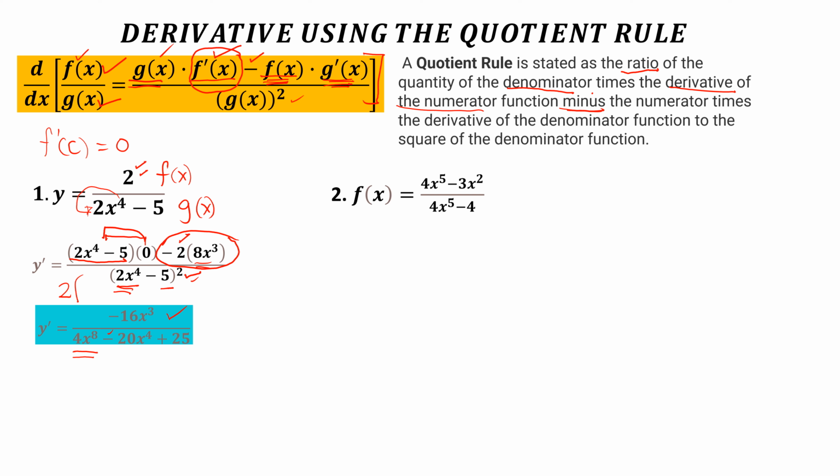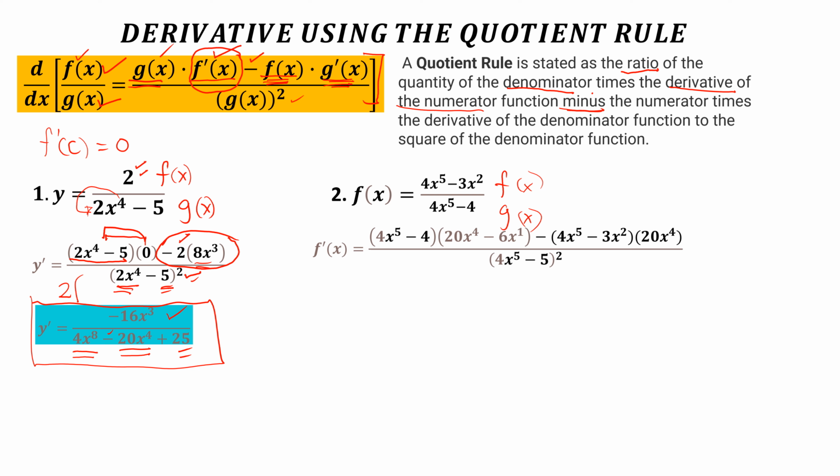So 2 times 5 is 10. 10x to the 4 times 2, so we have the 20x to the 4. And squaring the 5 is 25. So far, this is the derivative of our number 1. So let's proceed to number 2. So again, this is our f of x and this is our g of x.